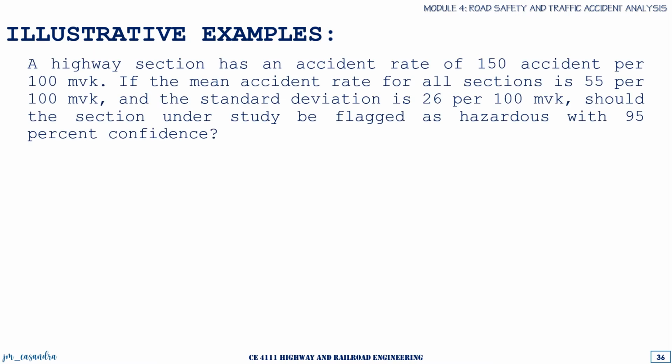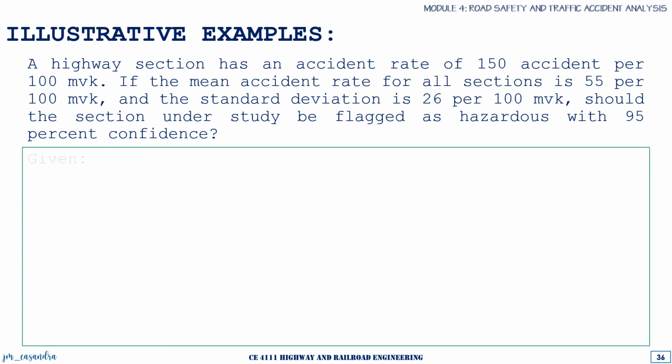So to understand how to locate hazardous locations, let us solve some examples. A highway section has an accident rate of 150 accidents per 100 MVK. If the mean accident rate for all sections is 55 per 100 MVK and the standard deviation is 26 per 100 MVK, should the section under study be flagged as hazardous with 95% confidence?